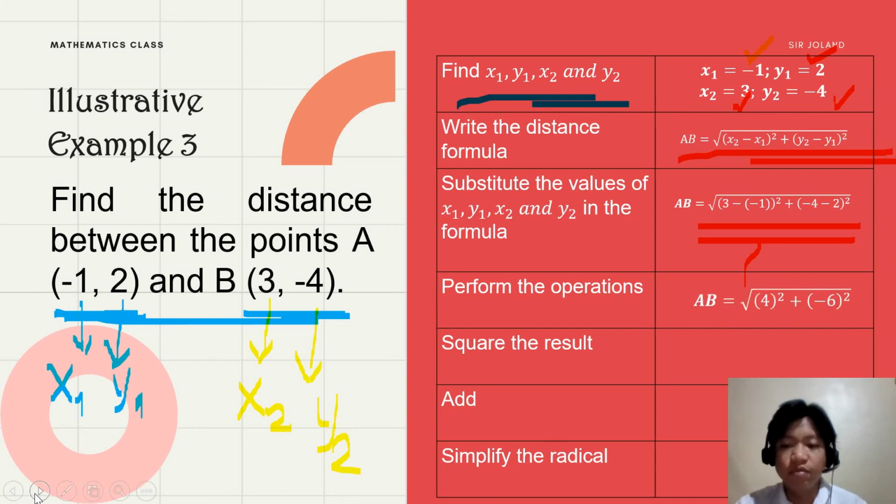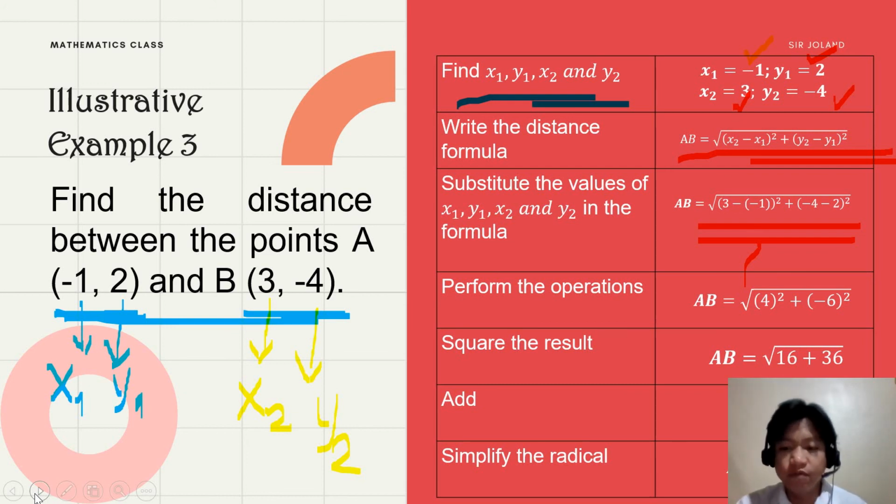Okay, next, perform the operation. So you just get the difference between 3 and negative 1. So you have 4. And then negative 4 minus 2 is negative 6. And then next is to square the result. Okay, so we're going to get the square of 4 and negative 6. So you have 16 and 36. And then you just add the 2. And then you'll come up with the square root of 52. So AB is equal to the square root of 52.